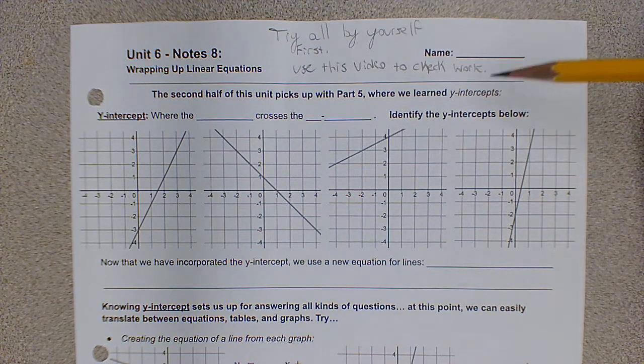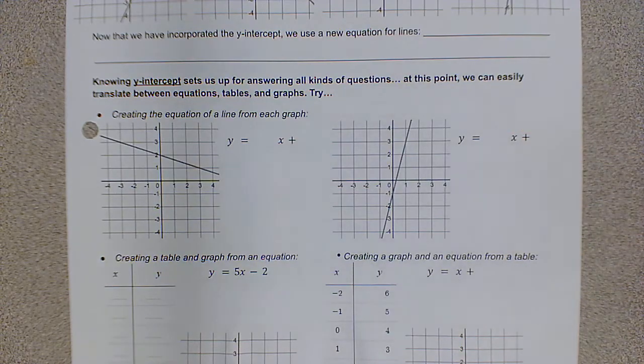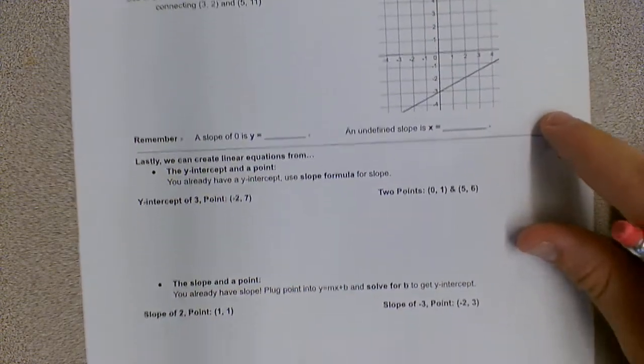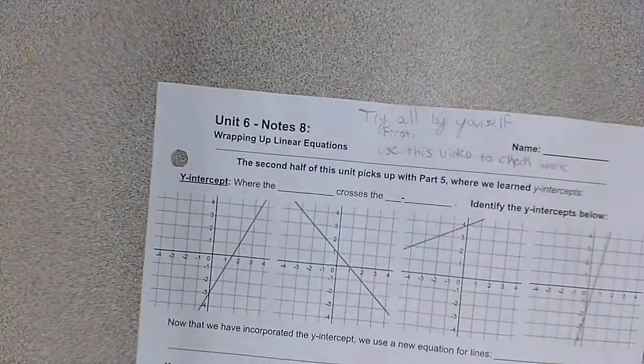So we have all kinds of sections. We're going to start with y-intercept. Then you move on to plotting, graphing, tables, equations. On the back, we have a little bit of old review from before, and then below that we have creating equations from different information. That's really going to be it for the test. So we're going to start by looking at y-intercepts.